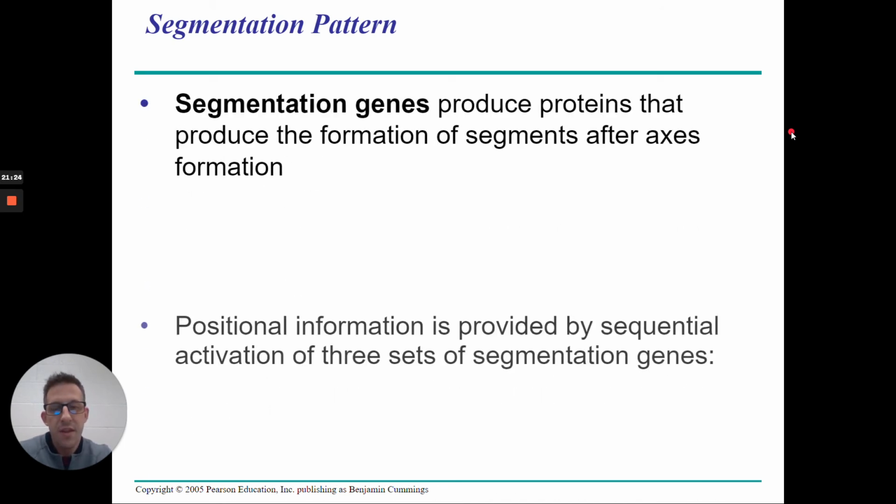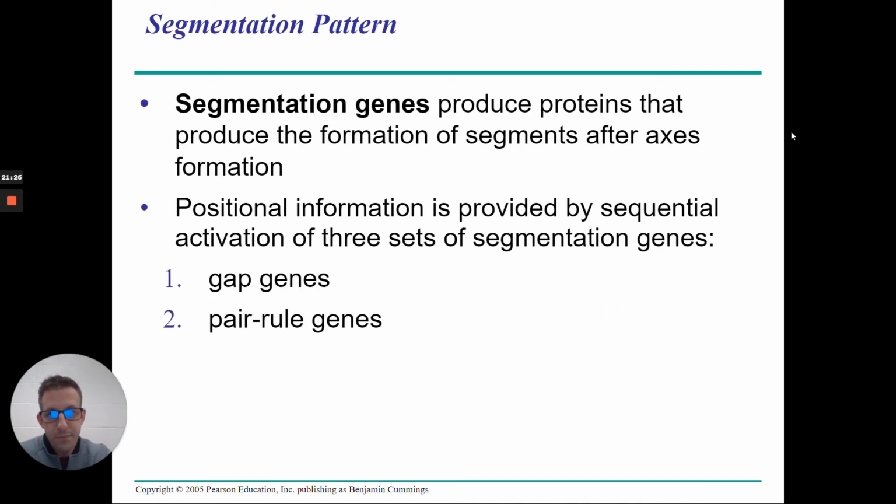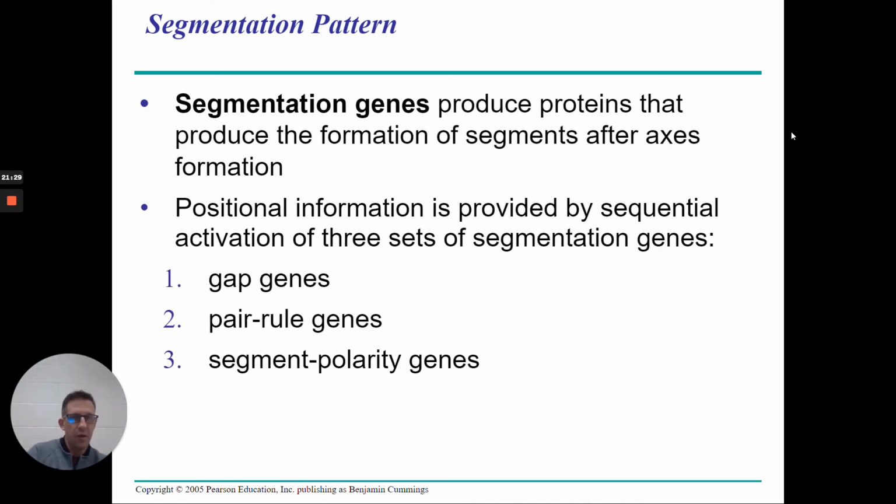Okay, the next thing that has to occur is segmentation. So now we've set up the head and the tail region. We know what's heads and what's tails. The next thing we have to do is take a relatively generic embryo and segment it up so that each one of those segments can have specific jobs, right? And so now we go into this process known as segmentation patterning.